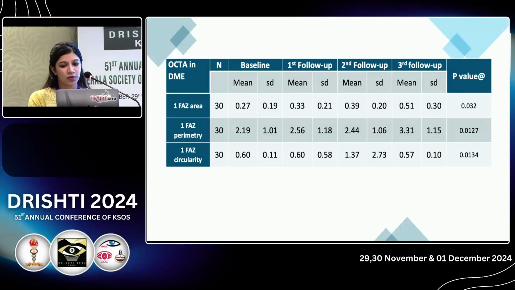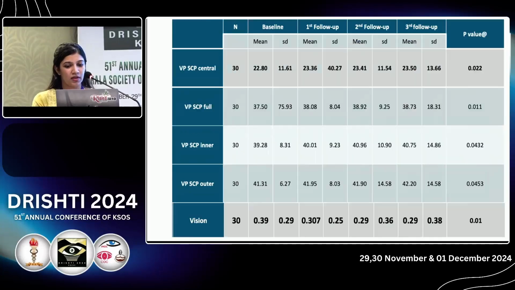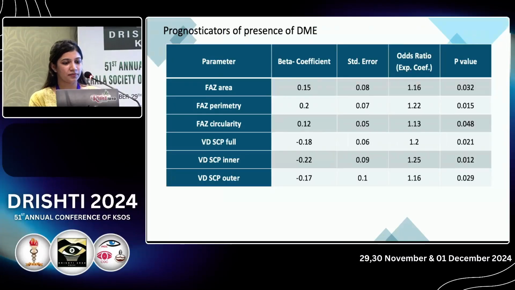Moving on to the longitudinal OCTA assessment in DME patients across subsequent visits, the foveal avascular zone was increasing throughout the subsequent visits with a statistical significance, and vessel density, central and inner parameters were also increasing across the subsequent visits, whereas the vessel density in the full and outer parameters remained almost constant, which are of statistical significance. The vascular perfusion in all the parameters was increasing across the subsequent visits, and vision also became better, all of statistical significance.